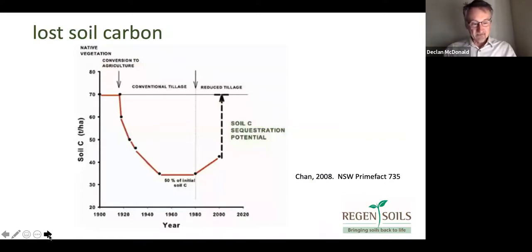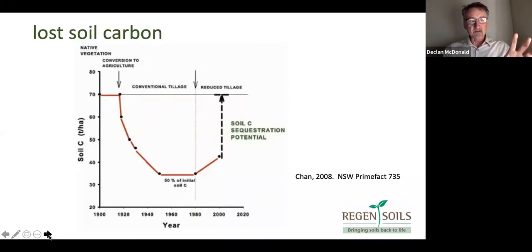And what happens when we lay the workers off and when we till the soil is we lose soil carbon. And as this graph shows, which is from a New South Wales fact sheet, you have a precipitous drop in soil carbon when land is first cleared and when we first start tilling the land. And it drops down to this kind of equilibrium point, which is 50% or less of the original soil carbon. And through improved management practices, we've started lifting that in many enterprises, but it's showing us that there's still enormous potential to increase carbon still further.